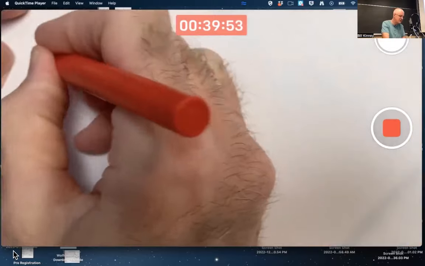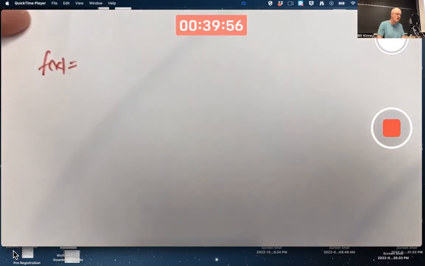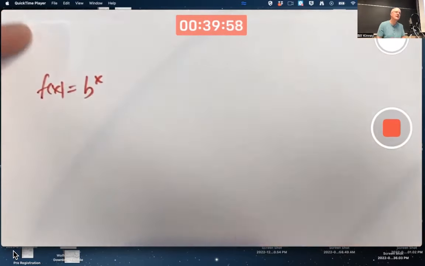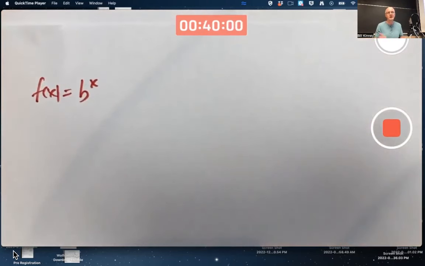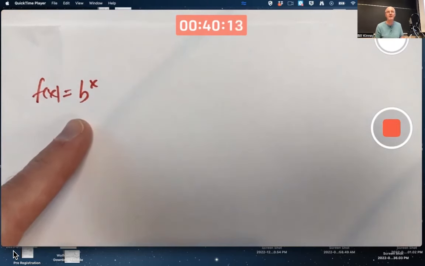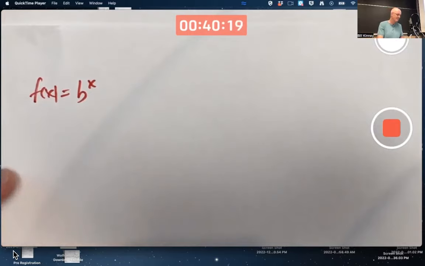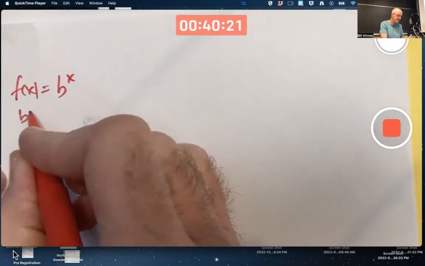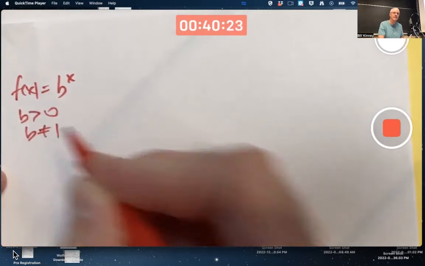What if f of x is 2 to the x? Or more generally, b to the x, where b could be e, 2, 3, 10, 17, a half, or pi. b could be any positive number, though we typically want to avoid 1 because 1 to the x is not really an exponential function; it always equals 1. It's a constant function. So b is positive and not equal to 1 here.